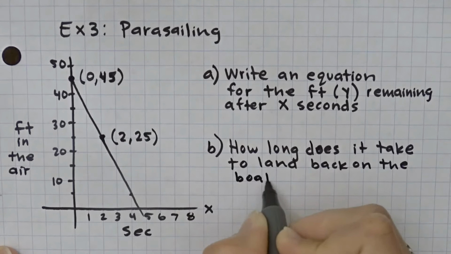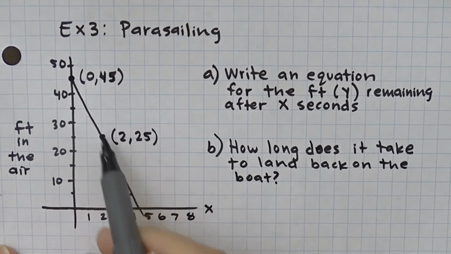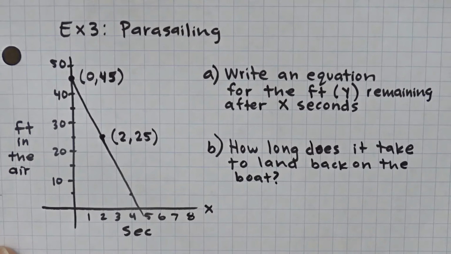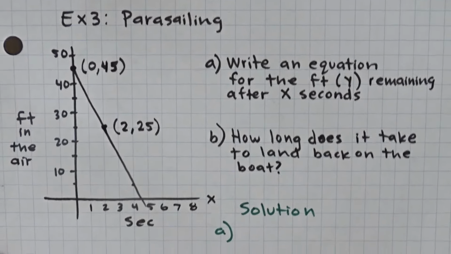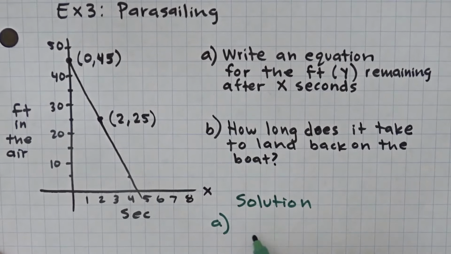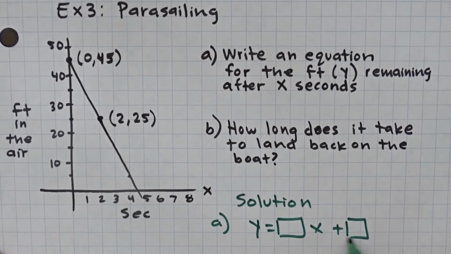All right, so we're starting you off. Let's say someone's timing you. You're in the air, and how long does it take you to come back down to the boat as you're parasailing? So for the first one, solution A, the equation is going to be the same as before, right? y equals some value x plus b.